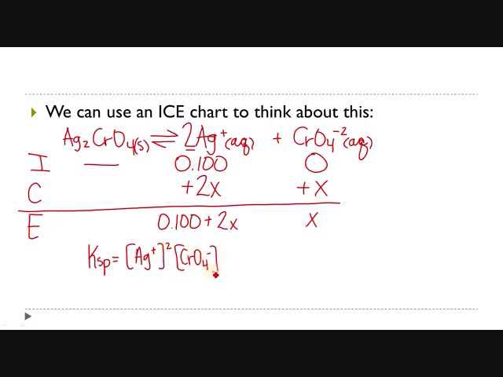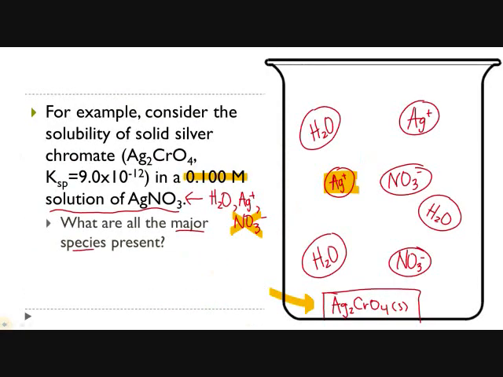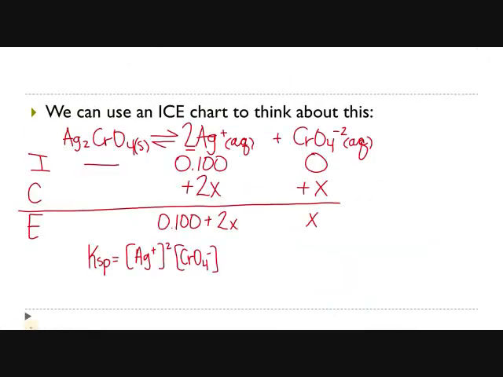Okay, so if we're plugging in all of our numbers, now I told you up above that the Ksp is 9.0 times 10 to the negative 12. So that's what I'm going to plug in for Ksp. And then that's equal to the quantity 0.1 plus 2x, squared, times x.